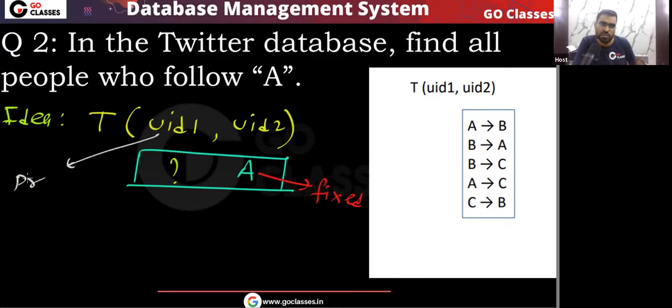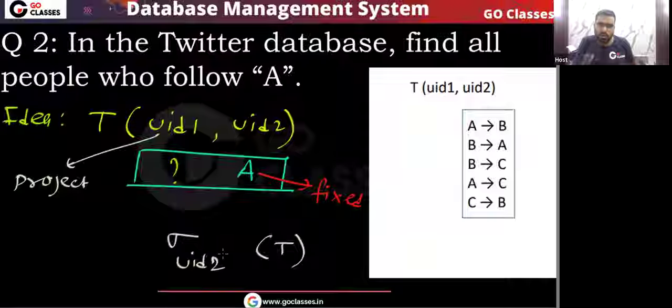So this I will project. I want those people who follow A. So this is what I will project. Very simple. The idea is that from this table T, I will select those tuples where UID2 is equal to A.